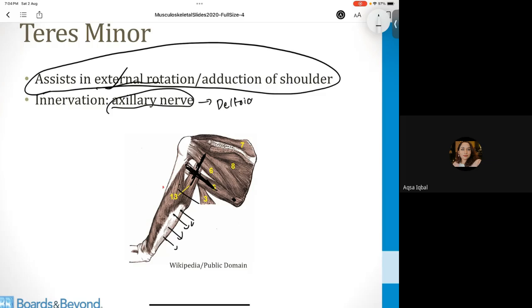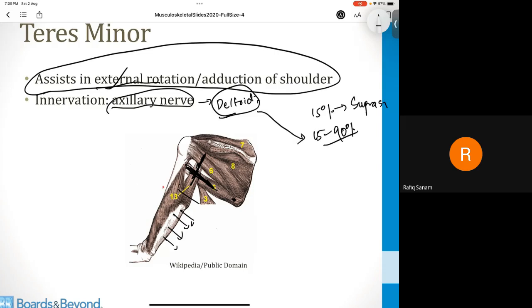We discussed the function of deltoid. Did you guys remember yesterday? 15% of the initial abduction is caused by which muscle? Supraspinatus. And above 15 till 90 degrees, which muscle is going to cause it? Deltoid. That is going to be deltoid.